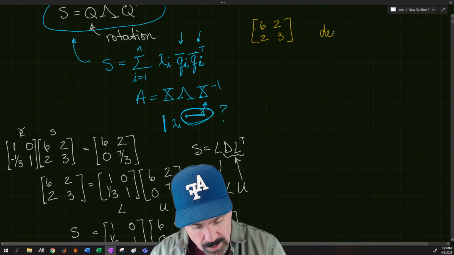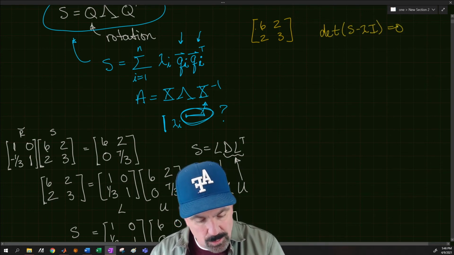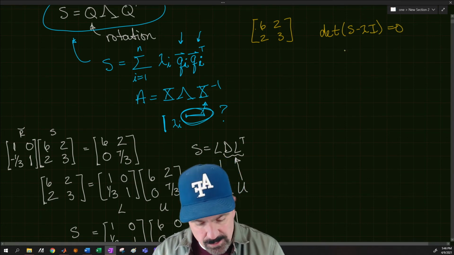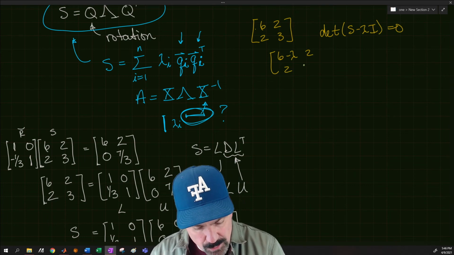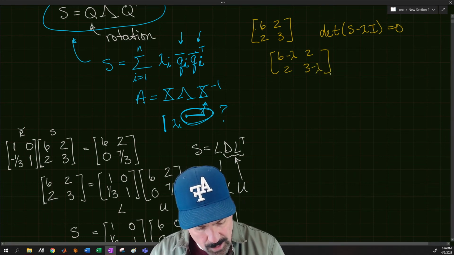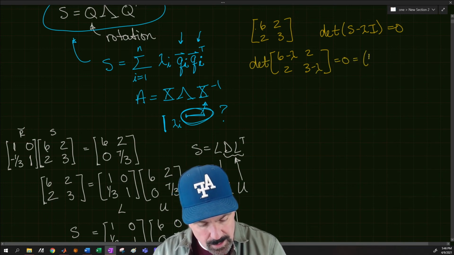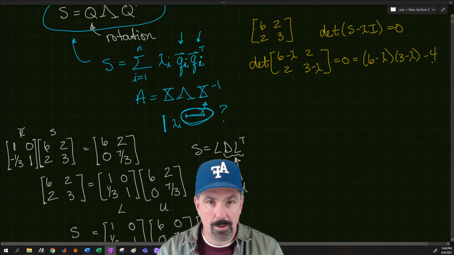So remember, we're going to take the determinant, in this case of S minus lambda I, and set it equal to 0. That's how we're going to find the eigenvalues. So we have a 6 minus lambda and a 2, 2, 3 minus lambda. We're going to take the determinant of this and set it equal to 0. This is (6 minus lambda)(3 minus lambda) and then a minus 4.